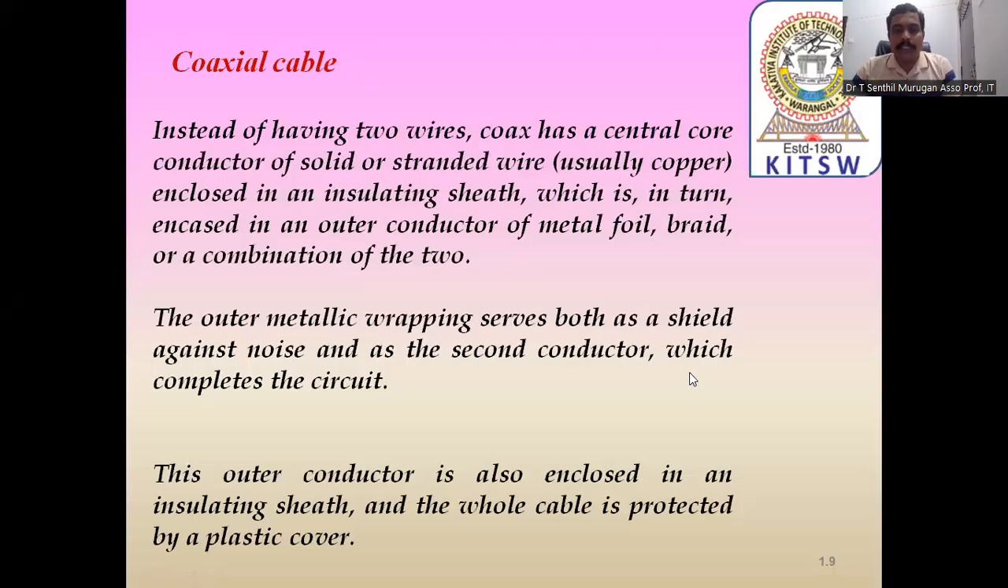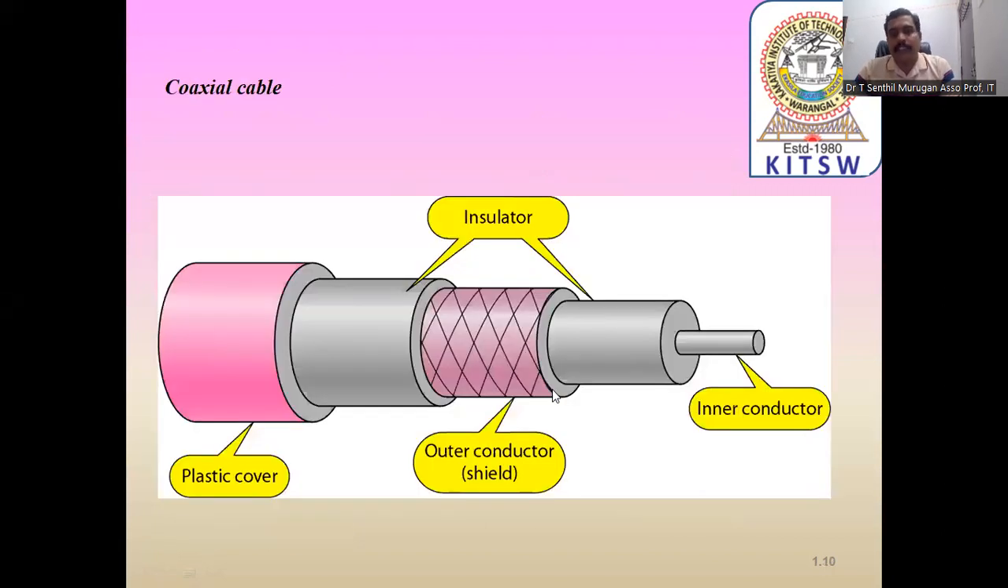So the outer metallic wrapping serves both as a shield against noise and as the second conductor which completes the circuit. While we are seeing this image, you will get a clear idea. This is the inner conductor. This conductor is used to transmit the signals.